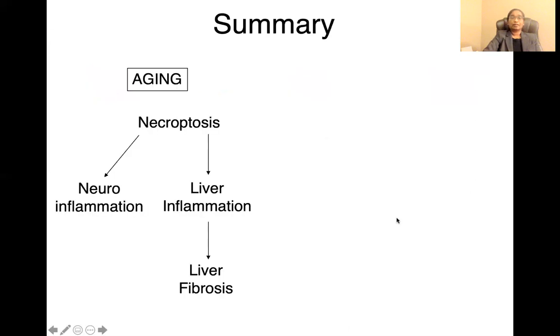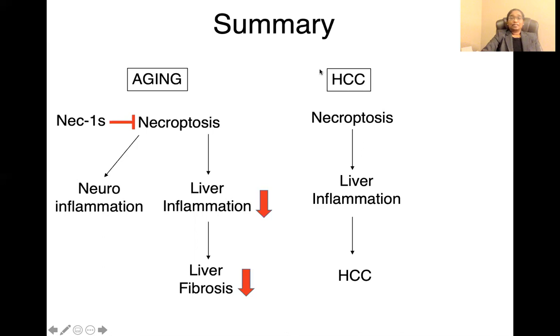So to summarize my talk, I have shown data that aging is associated with an increase in necroptosis, as well as an increase in inflammation in the brain, as well as in the liver. And when we block necroptosis with necrostatin 1s, we could see a reduction in the inflammation in different tissues. With respect to HCC, I have also shown that HCC is associated with increased necroptosis and liver inflammation, and blocking necroptosis genetically can also reduce liver inflammation and HCC. So together, this shows that necroptosis is a major contributor to inflammation in aging and age-associated diseases.